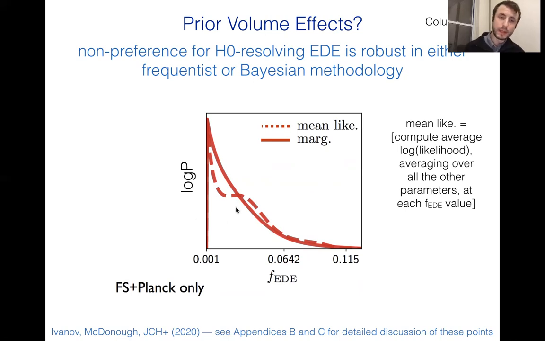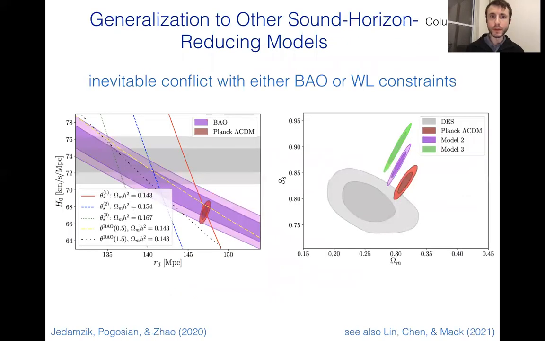So the takeaway here is that these two curves agree quite nicely. The marginalized constraints in the Bayesian approach are solid, and the dashed curve here is this frequentist mean likelihood based approach. The fact that these two curves agree tells you that prior volume effects are small and certainly not contributing more than a sigma of the final constraining power. So I think we have a pretty robust picture of what's going on here.